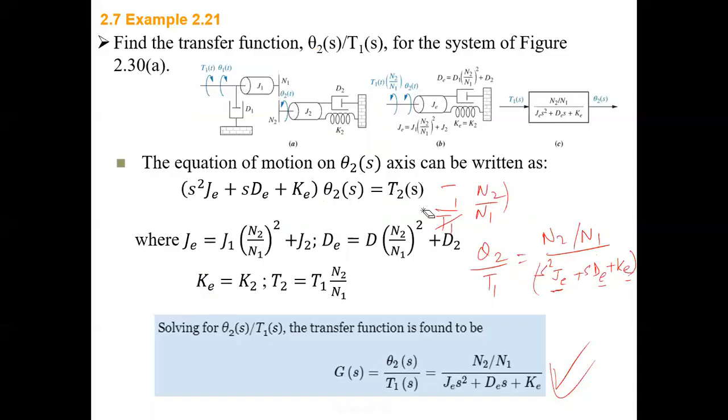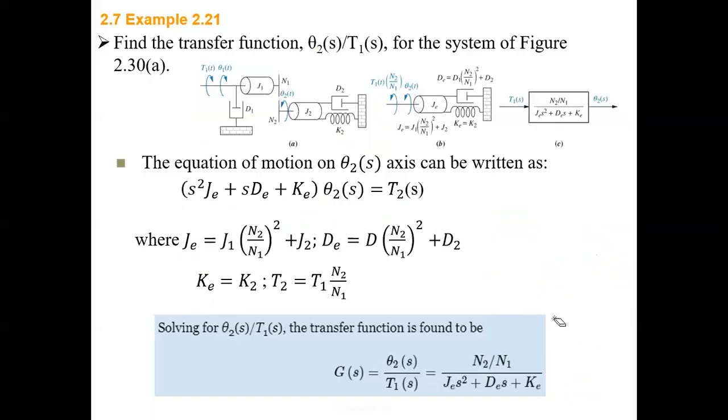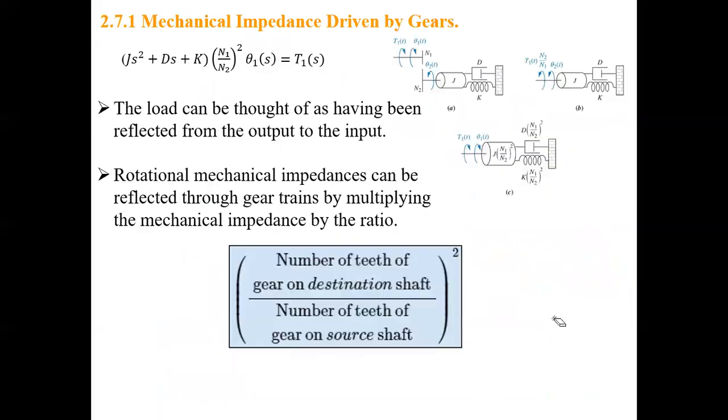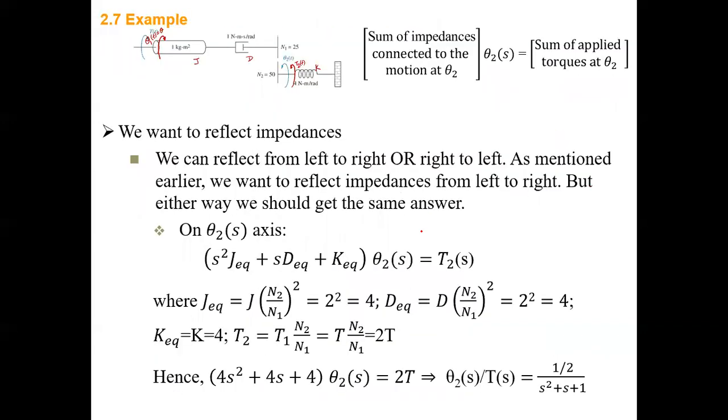Okay, no problem. So let me go back a little bit to the slide, what I did last time, then I'll come here again, okay? So let me show you what I did. So here, see that? If you want to translate, you have to do this. Number of teeth of the gear on the destination shaft over number of teeth of the gear on the source shaft is squared. This is the translating factor. Gotcha. Okay, so now we have to use that here too.